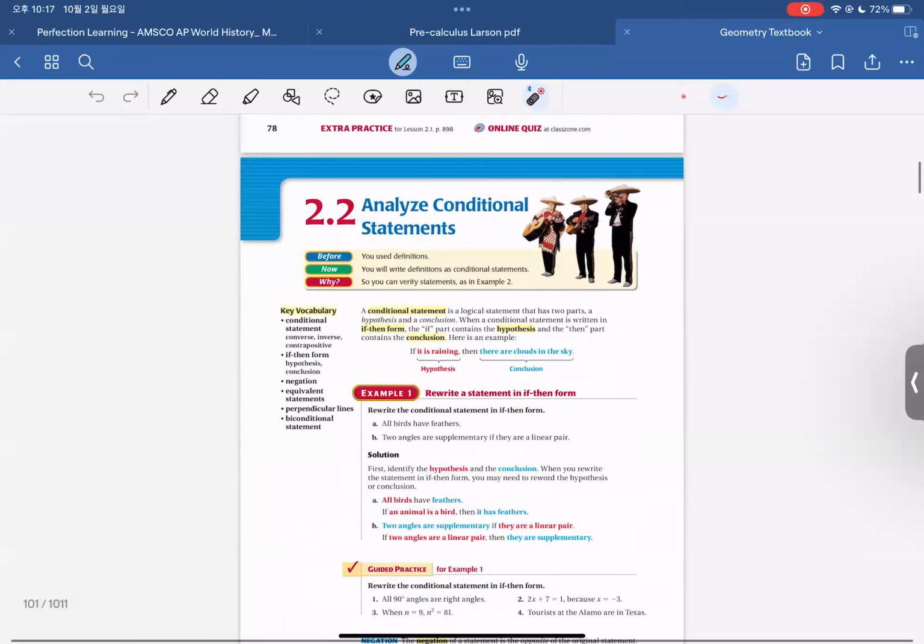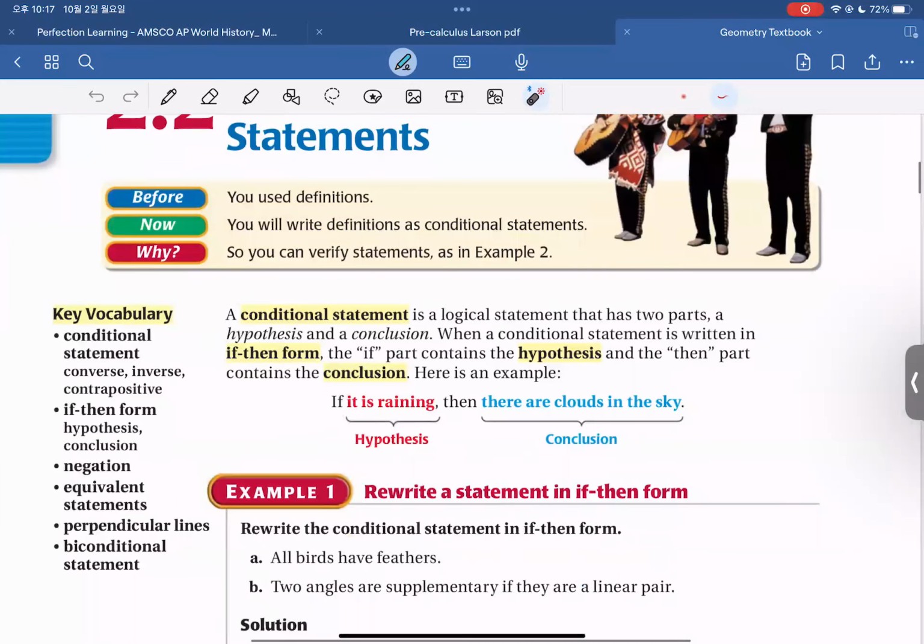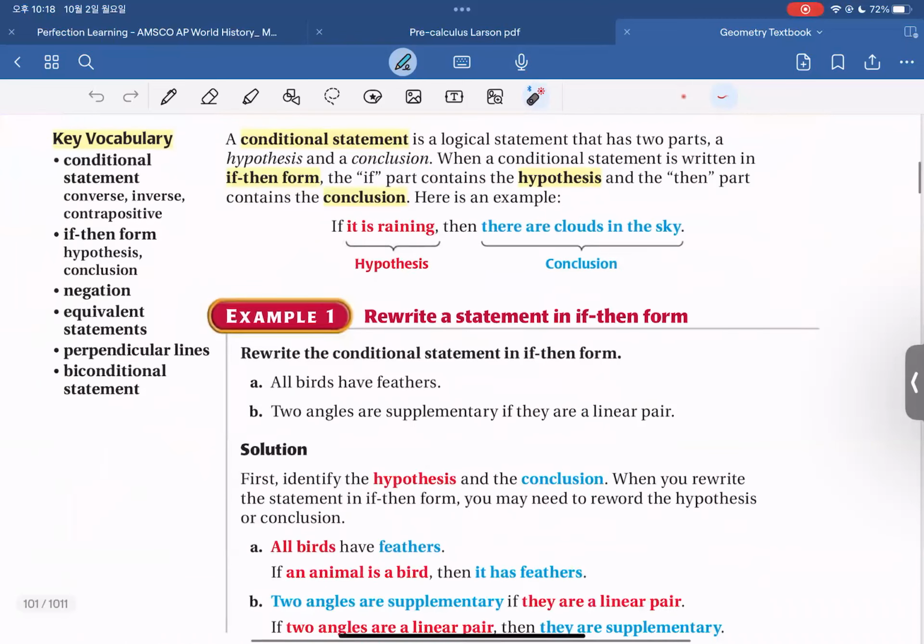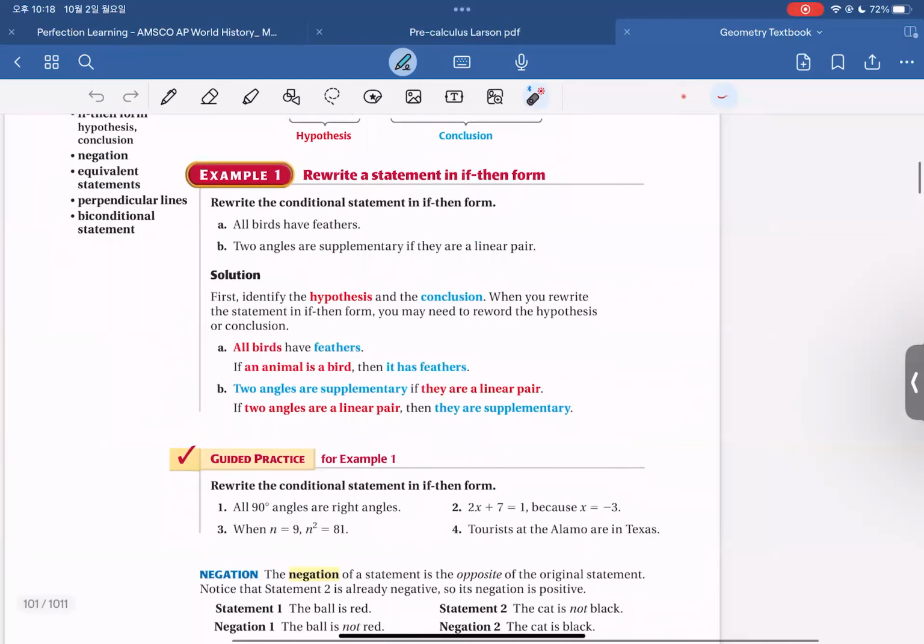Now moving on to 2.2 and analyzing conditional statements. A conditional statement is a logical statement that has two parts, a hypothesis and a conclusion. When a conditional statement is written in if-then form, the if part is the hypothesis and the then part is the conclusion, right? You may have seen a hypothesis in your science classes, and that is in if-then form. Something like: if a living organism has 46 chromosomes, then it is human would be a good if-then form statement.